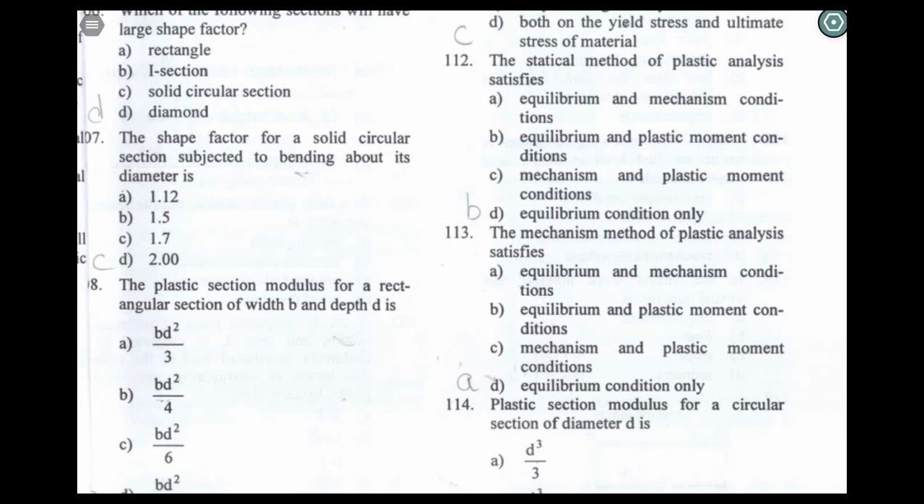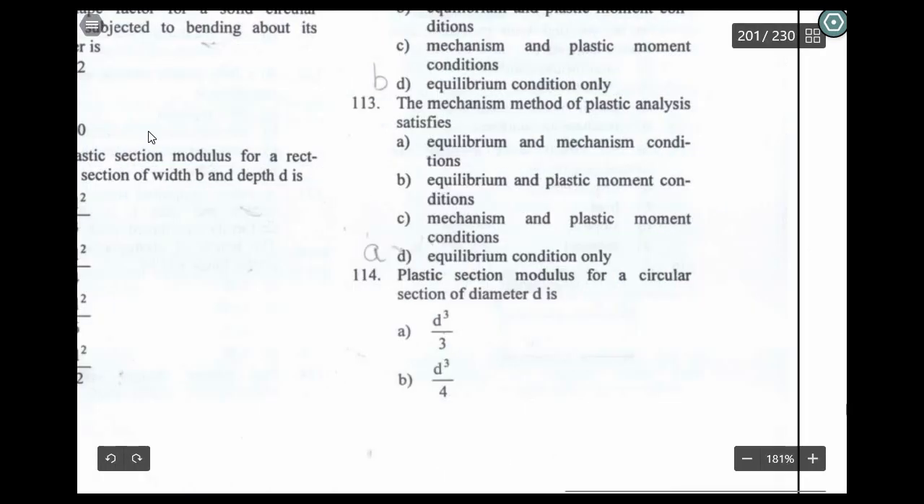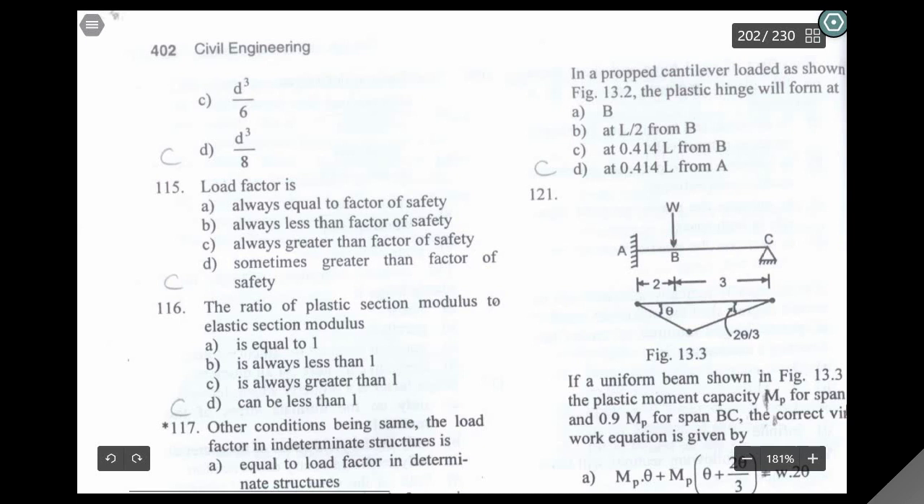Next, question number 114. Plastic section modulus for a circular section of diameter d is d cubed upon 6. So let's see the correct answer. Option number C is the correct answer for this. Next, question number 115. Load factor is always greater than the factor of safety. As you know, the load factor will always be greater than the factor of safety.